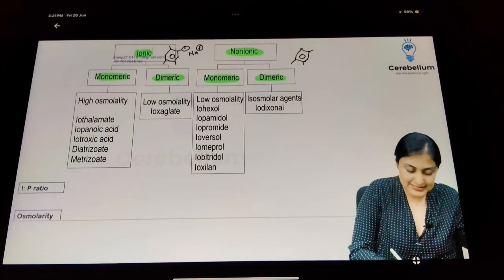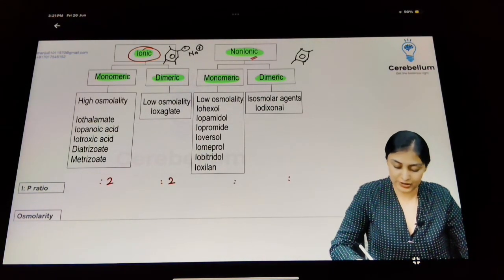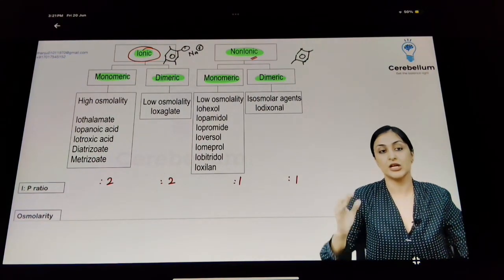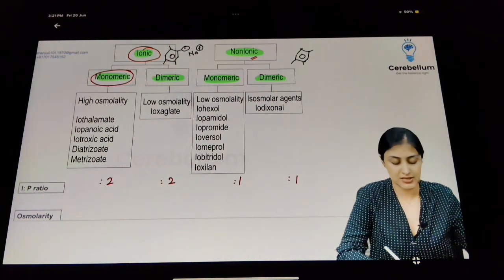So first of all, as soon as I see that it's ionic, how many particles should I write? I have to write 2 particles. As soon as I see that it is non-ionic, how many particles? 1 particle. So that's the first half. Now, in any monomer, there are 3 iodines, right? 3 iodines per 1 monomer. So in a dimer, how many iodines? 3 twos are 6. Very good.